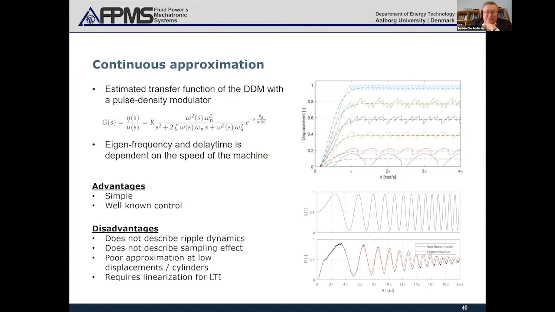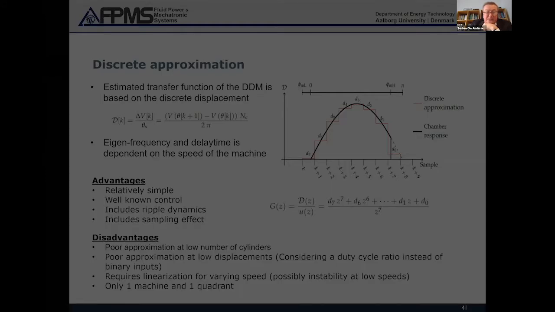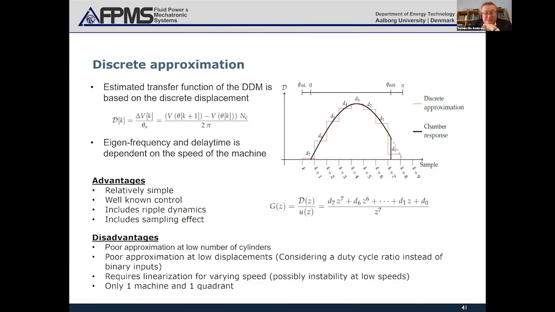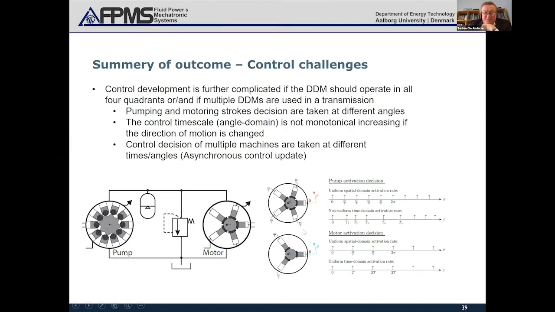You can, of course, make a continuous approximation, but again you will have the frequency and delay time depending on the speed of the machines. You end up with something that is well known, but there are some disadvantages here that you don't take into account. Then you can make a completely discrete approximation, but you will have the same problem again, and the frequency and delay time are dependent on the speed of the machine. So what is the solution?